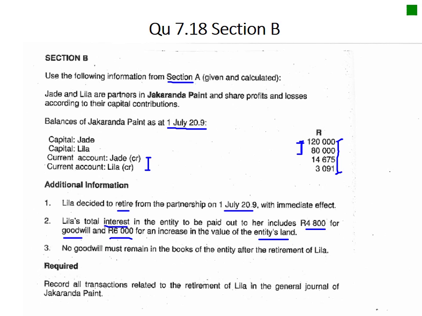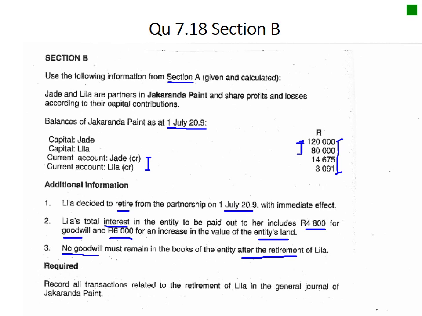So in the partnership's books, there currently would be no goodwill, but there would be land. But now what we're saying is the land is actually worth more than the value that's in the books. So this is Lila's portion of that increase in value, as well as her portion of the goodwill, which isn't recorded in the books. But what we're going to do is take into account the goodwill when we work out how much Lila has due to her when she retires, because goodwill is an asset that she helped to build up in the partnership. But then once we've done the calculation, we're actually going to reverse the goodwill, because the goodwill is not going to remain in the books of the entity after the retirement of Lila.